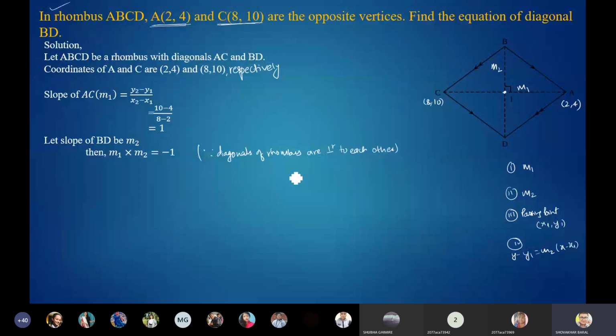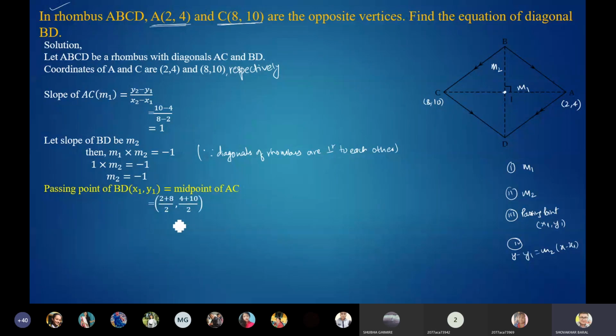Though it's not always necessary to write this, I have written it so that you can recall it later if you forget. If you don't know the concept, you can recall it from here. Since diagonals of a rhombus are perpendicular to each other, they are perpendicular as well as bisectors, but here we use the concept of perpendicular only. We have the value of M1 is 1, so 1 times M2 equals minus 1, M2 equals minus 1. Passing point of BD, (x1, y1), equals midpoint of AC, so it will be (2 plus 8) by 2 comma (4 plus 10) by 2, equals (5, 7).